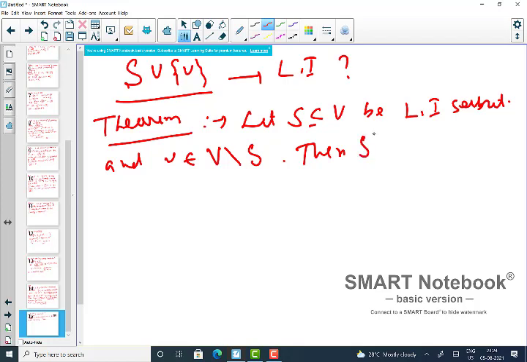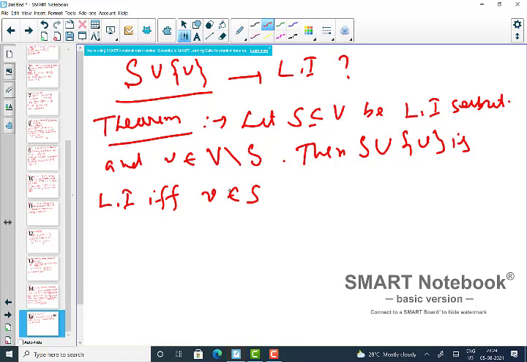Then S union {v}, so this is a bigger set, right? It has one more element than that, is linearly independent if and only if. So this double arrow means if and only if. This is both a sufficient and a necessary condition. What happens if and only if that small v must be an element of, I should say, linearly dependent.